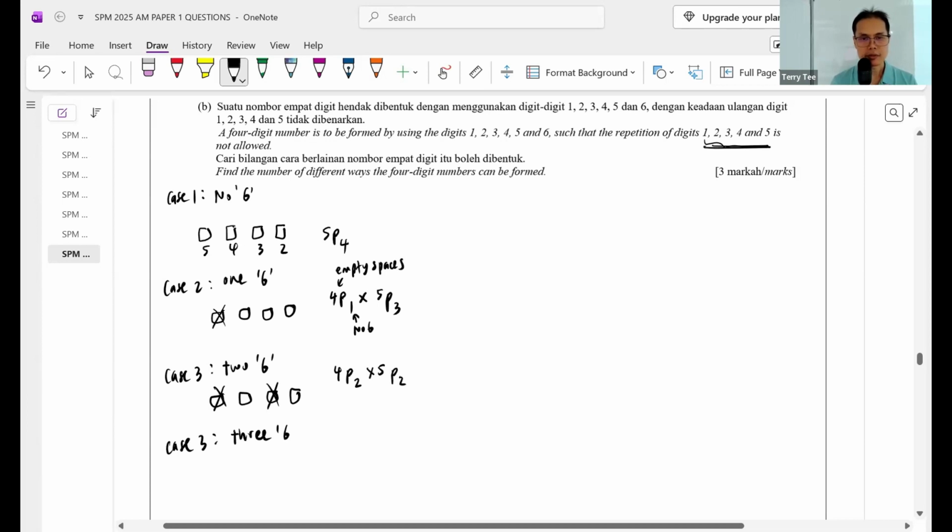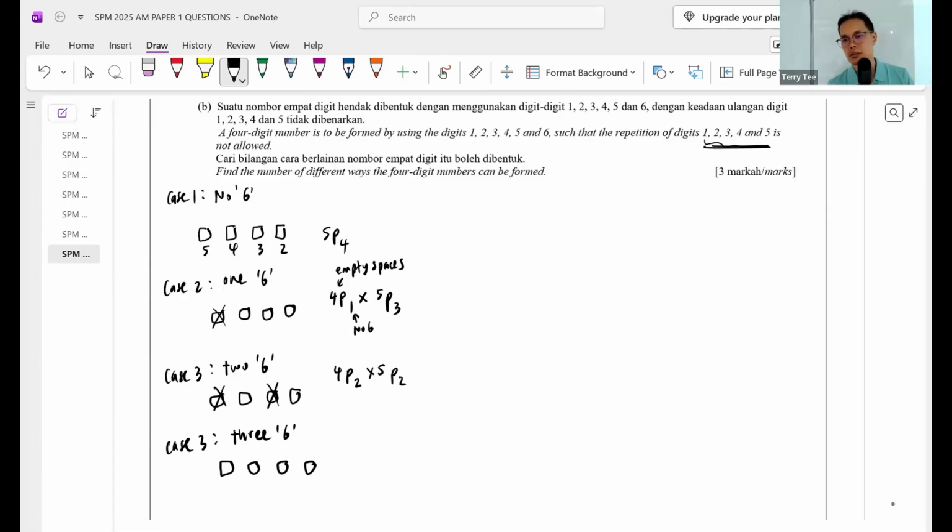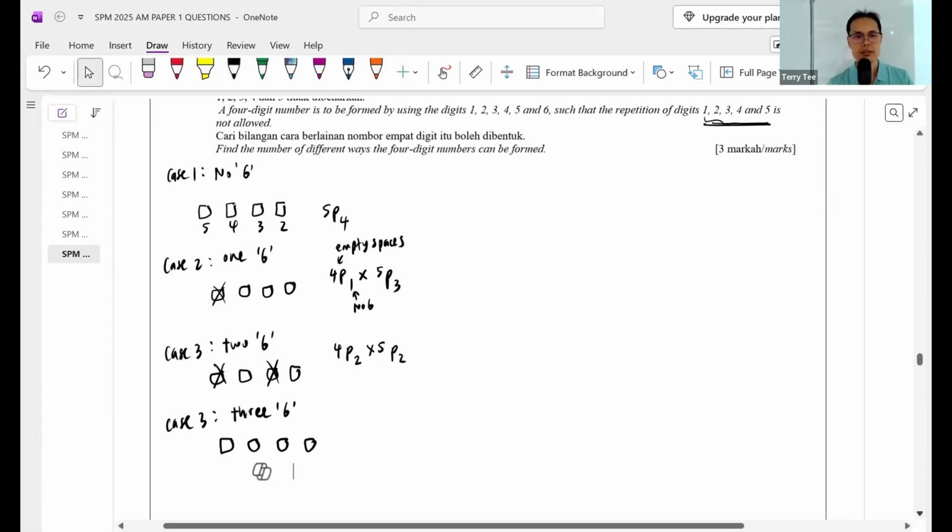Case number 3 again, 3, 6. Okay. 3, 6. 1, 2, 3, 4. So again, where do I put the 3, 6? I can put anywhere, right? I can put here, here, and here. Let's see. So you have to think.